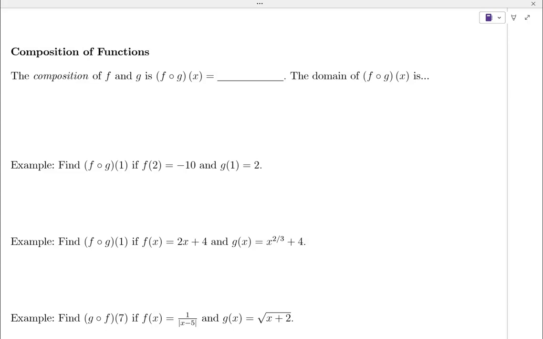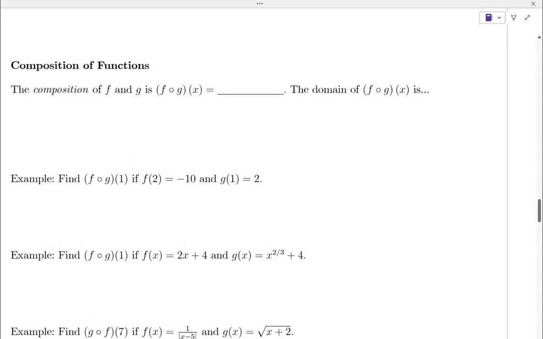That's what composition means. So the way we do this is the X first goes into the G. That output then goes into the F. So it's F of G of X, is how we typically say that. F of G of X.